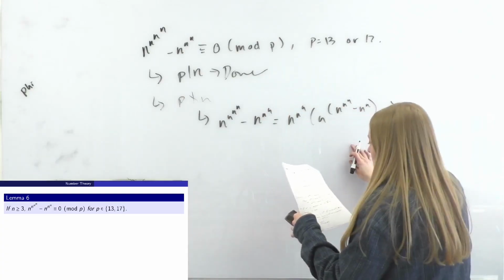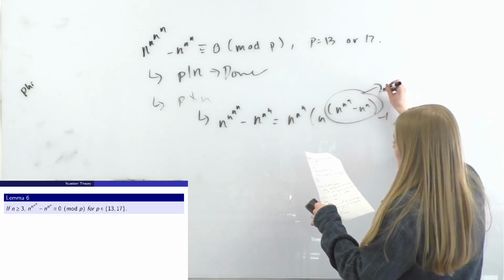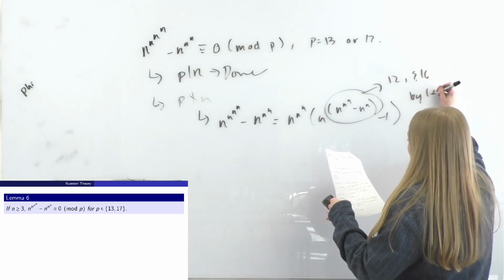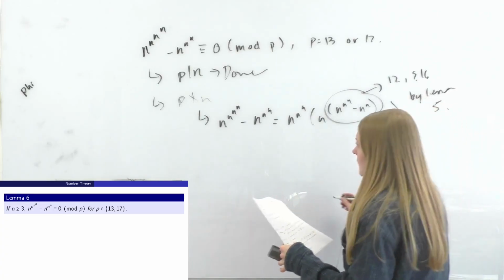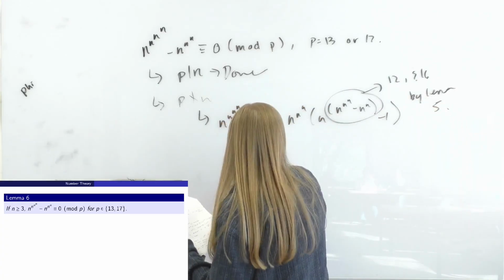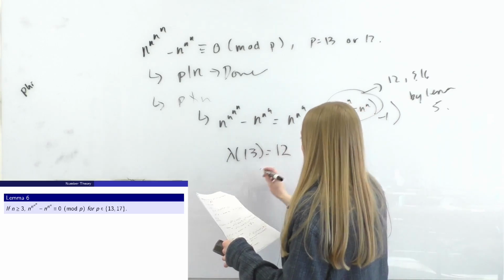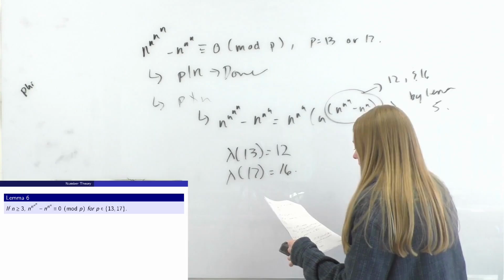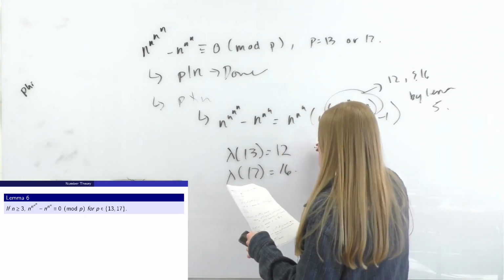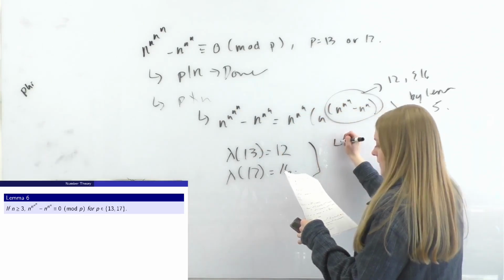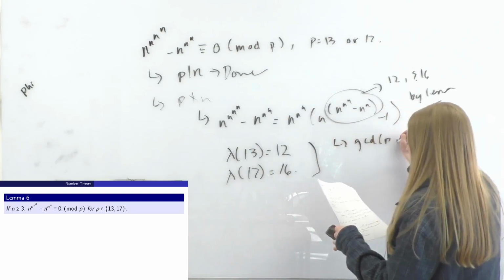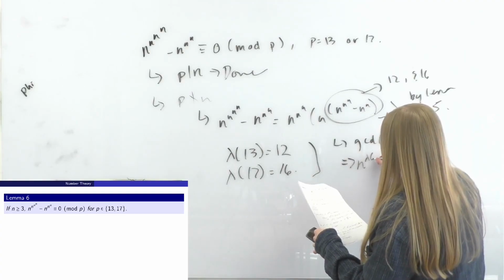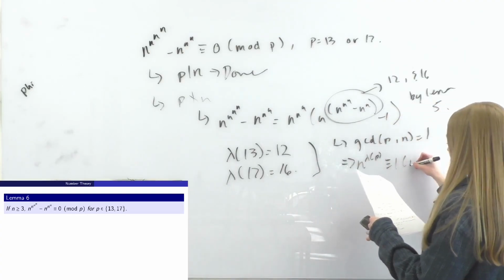We know that this is divisible by 12 and 16 by lemma 5. We know that lambda of 13, as this is prime, is 12, and lambda of 17 is 16. And because p does not divide n, we know that the GCD of p and n is 1. Thus, n to the lambda of p is congruent to 1 mod p.